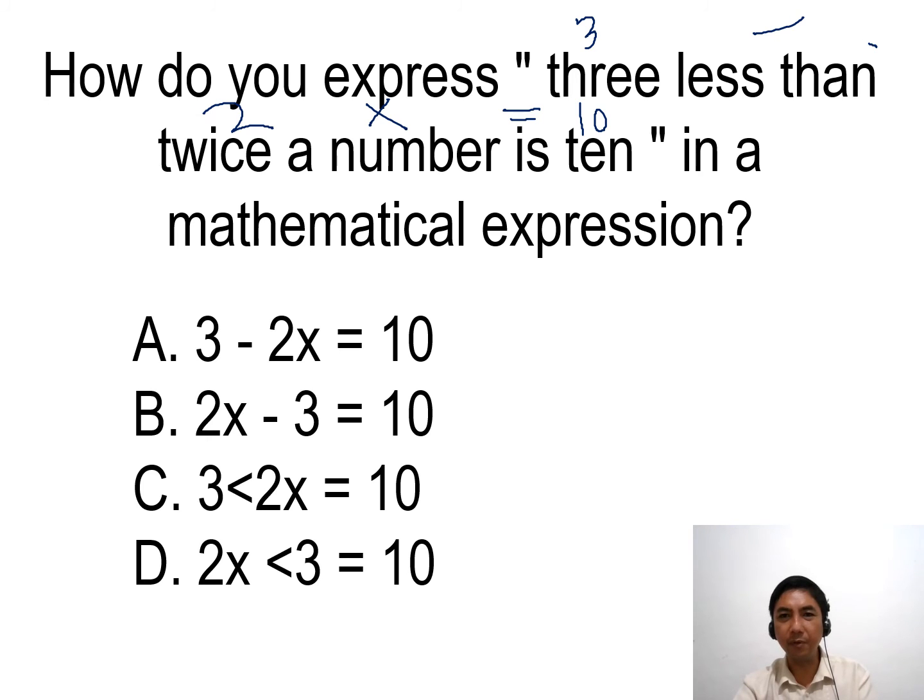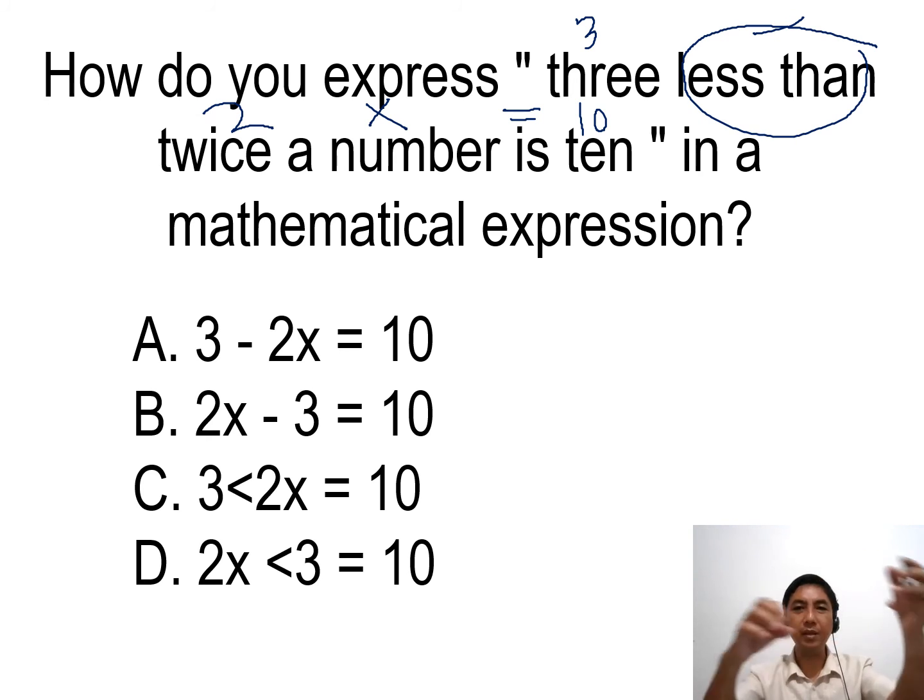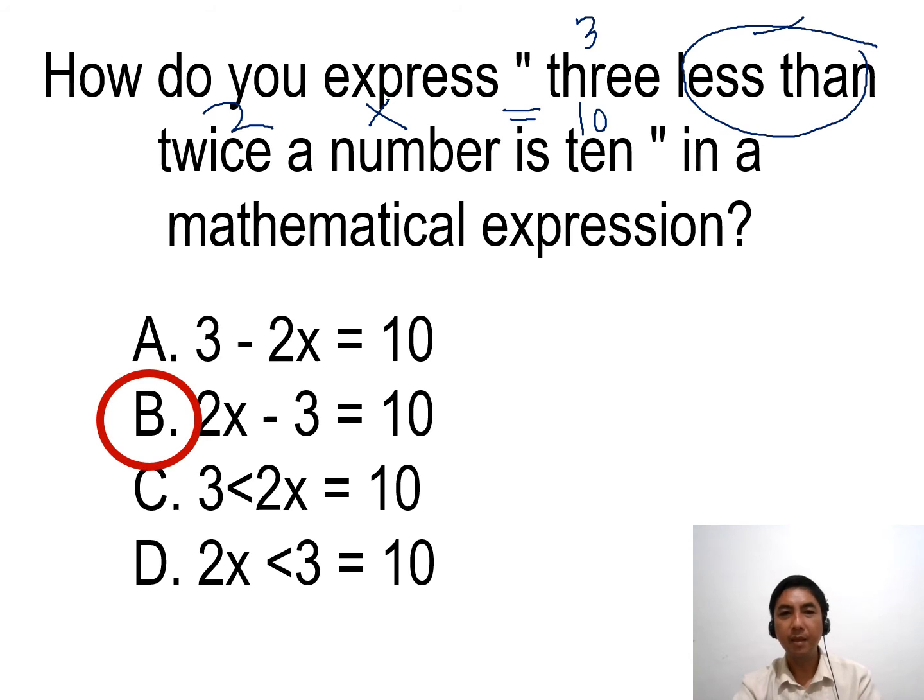But we should be careful with this less than. We interchange the position of 3 and 2x. So, ang ano mo dyan, ito dapat. 2x minus 3 is 10. So, 3 less than twice the number is 10.